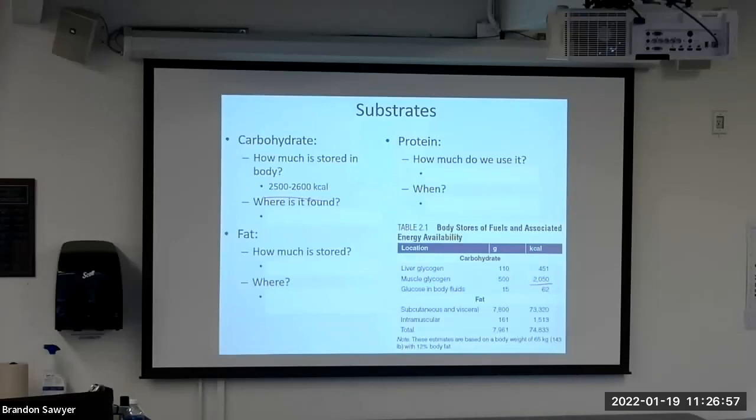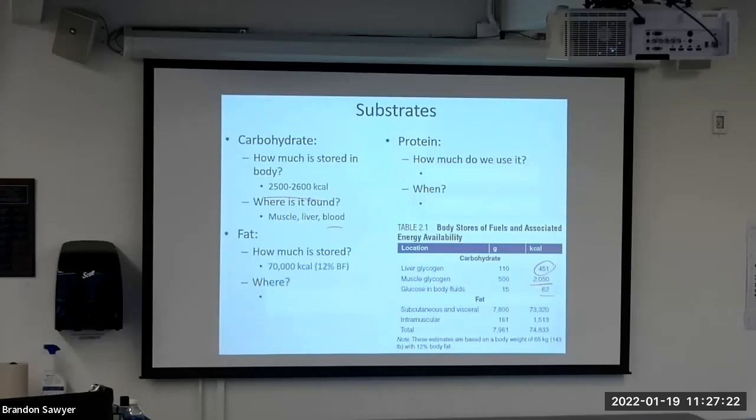And then the other one is the liver. The liver is the second largest storage site of glycogen. And then obviously we have some in our blood. That's just our blood sugar, so it's a little bit there: 60 or so calories worth of glucose in the blood at any time. Okay, fat, we can store a ton of it.